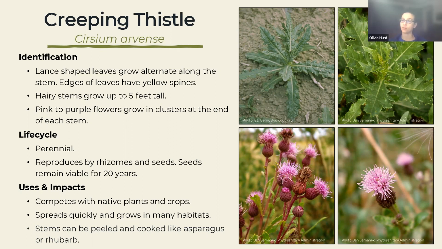It is a perennial, but it also reproduces by rhizomes and seeds, and the seeds can remain viable for 20 years. It competes with native plants and crops. It spreads pretty quickly and can grow in many habitats, though the stems can be peeled and cooked like asparagus or rhubarb. Haven't tried it, so I'm not sure how good it is, but it could be worth a try if you're trying to get rid of some of that thistle and don't want to throw it in the trash.